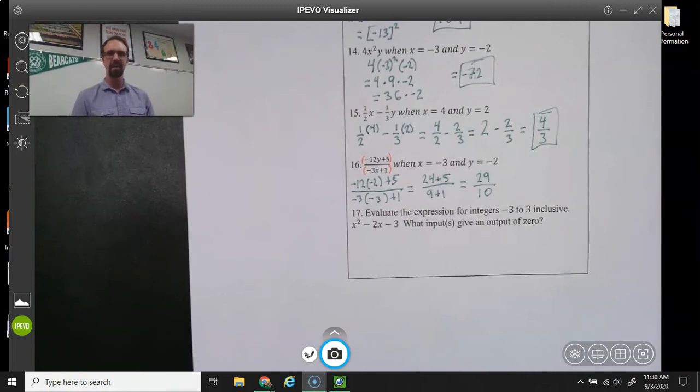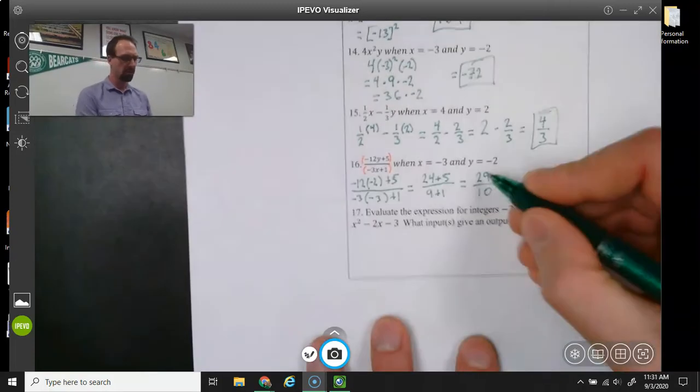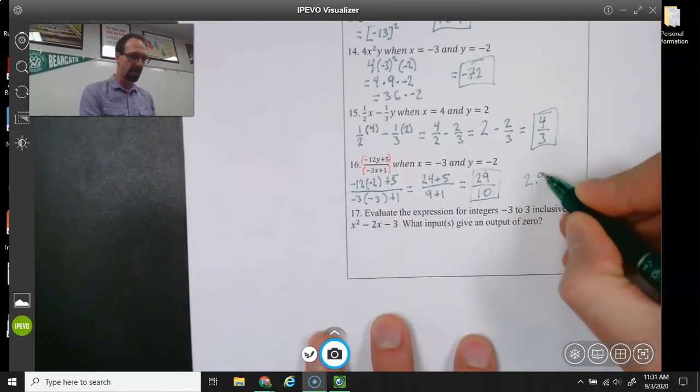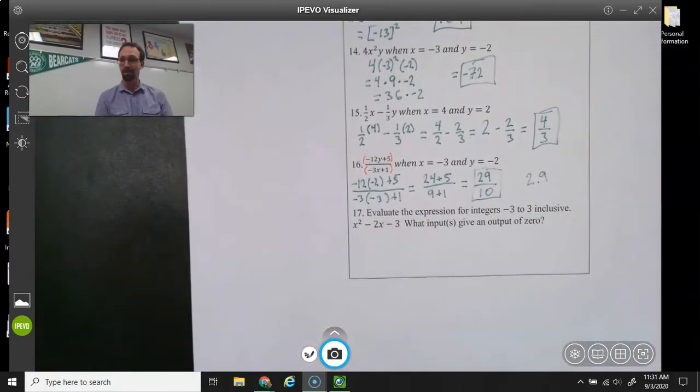If I say leave your answer as an improper fraction, this is what I'm looking for. If I'm saying leave your answer as a decimal, then you would put down 2.9. If you divide 29 by 10 in your calculator, you get 2.9.